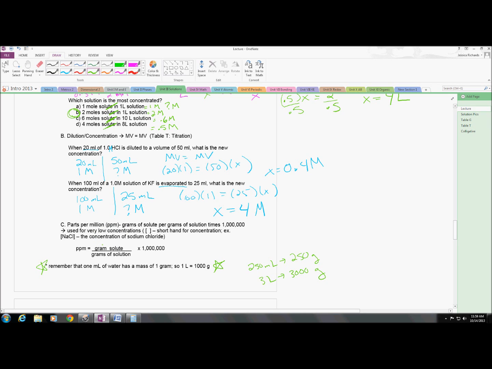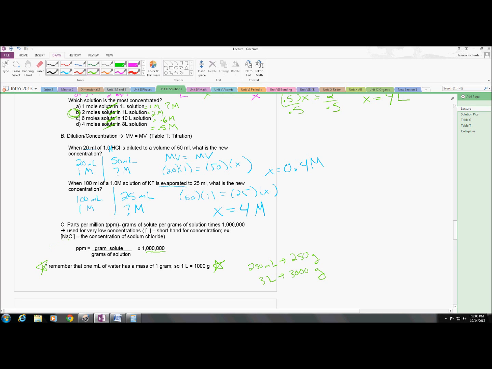Very simple. You just take your grams of solute, put it over grams of solution, multiply it by 1 million. The biggest mistake students make is canceling out these zeros or plugging those zeros in later. Just be really careful. Clear your calculator. Do it a couple of times.